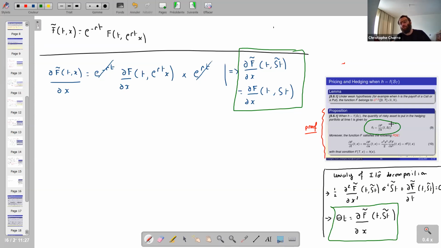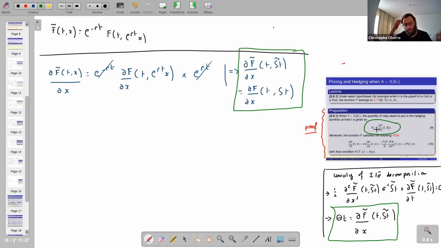In the Black-Scholes model, the quantity of risky assets to put in the hedging portfolio is just the derivative of the price function with respect to the second variable. So I have done half of the job here. I have proved that theta of t, that is equal to this one from my little computation here, is equal to df over dx of t, S_t, where f is the price function. So it's the first point.